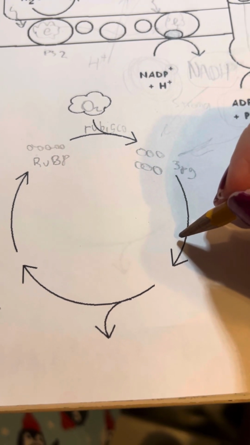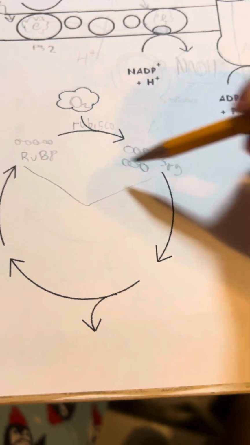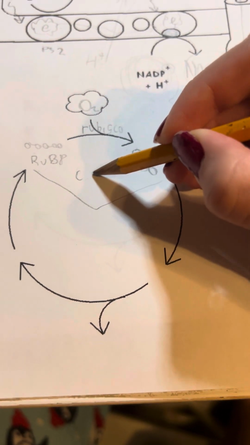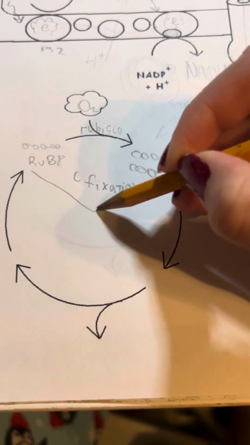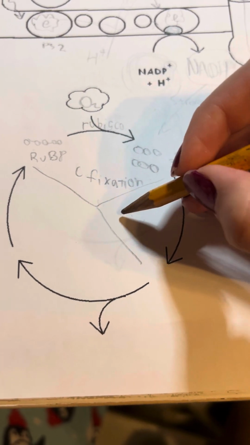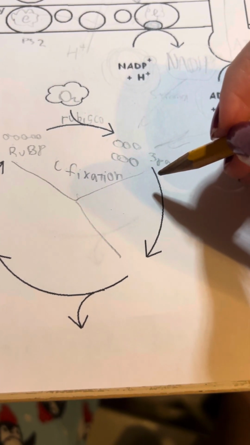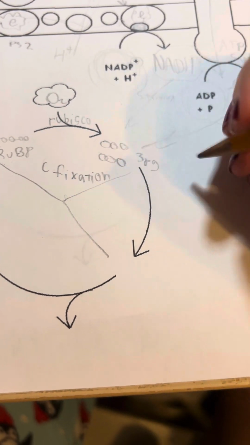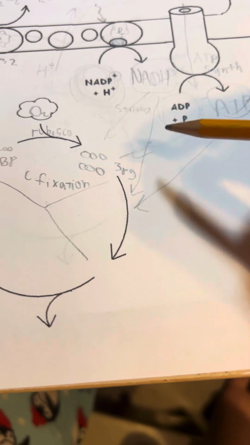So this is the carbon fixation. Next, we have reduction. So in the reduction phase, we add electrons to the CO2 molecule. This part of the phase uses, sorry, I should have drawn the arrows to here. It uses the NADPH and ATP.